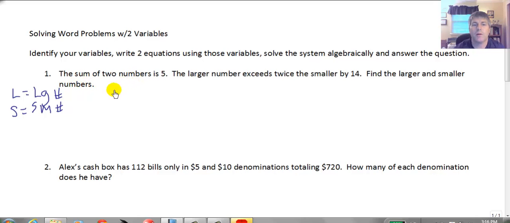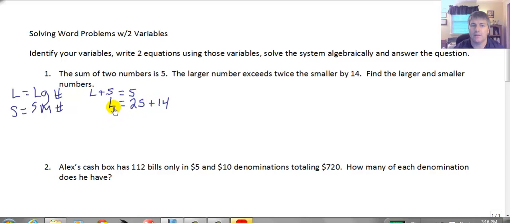And the sum of those two numbers is 5. Well, there's our first equation. The large number plus the small number equals 5. And the larger number exceeds twice the smaller by 14. That's our second equation. So the larger number is equal to twice the smaller, 2s, plus 14. So here we have our two unique independent equations, and we can go ahead and solve.